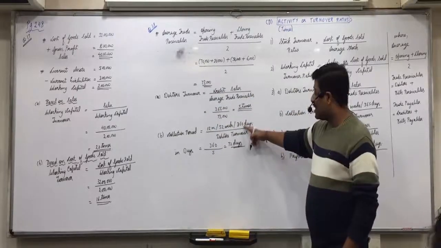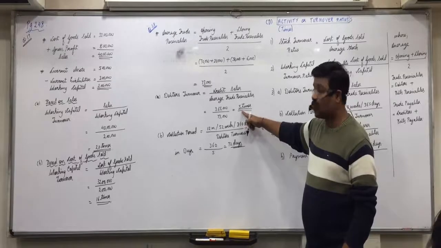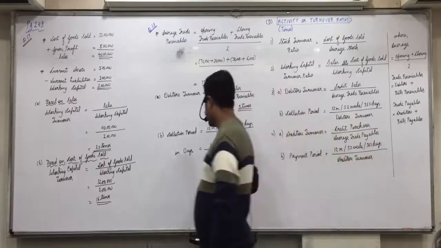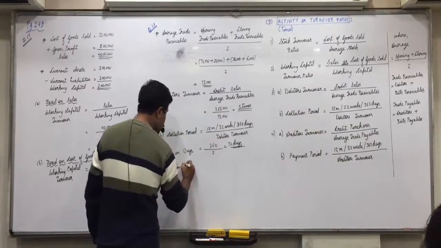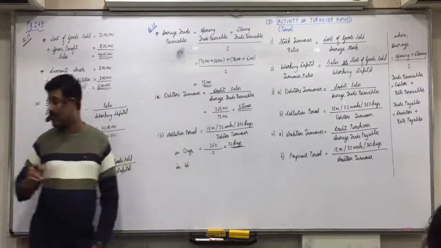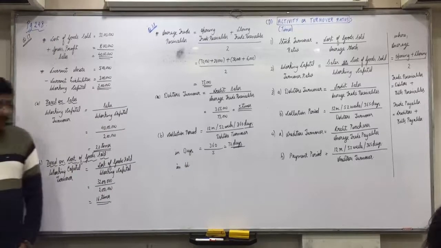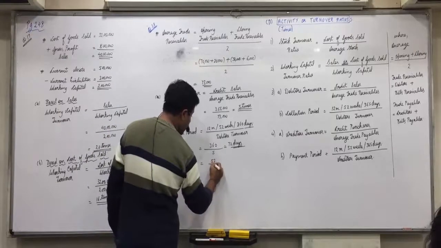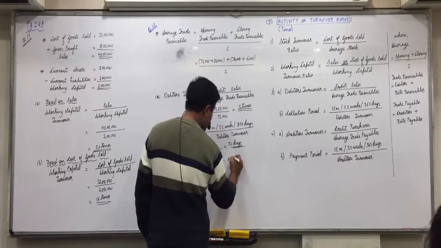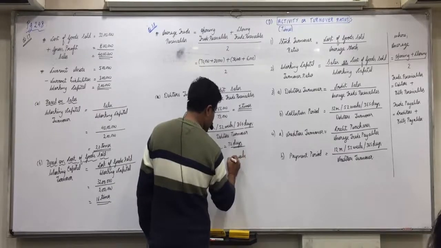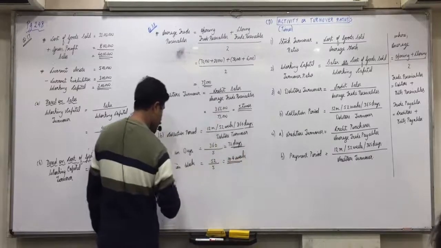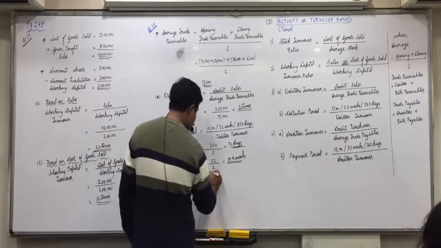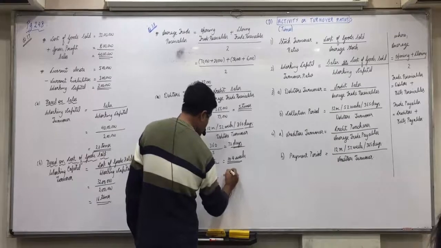In days it will be equal to 360 days divided by debtors turnover, which is 5 times. So 360 divided by 5, 72 days. Same way, in weeks, after days what is asked? Weeks. So how will you find it in weeks? 52 divided by 5, 10.4. And how will you find it in months? 12 months divided by 5, 2.4 months.